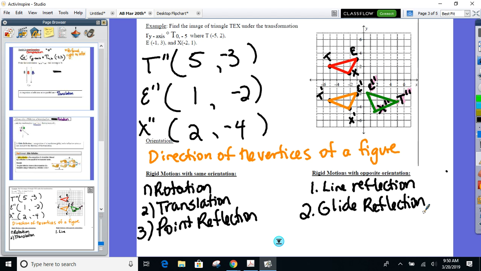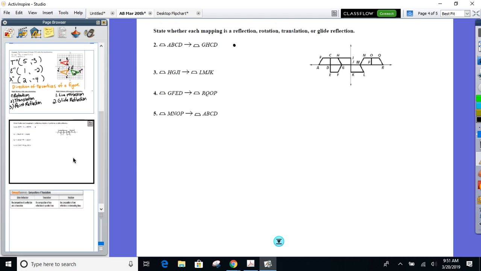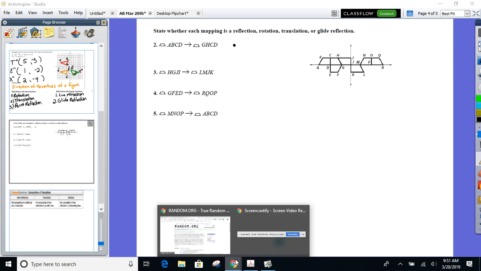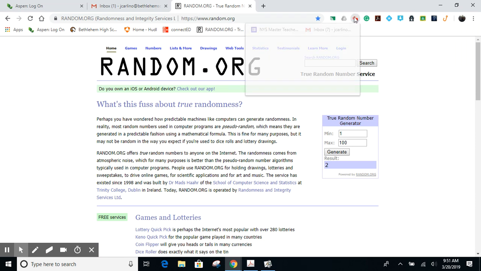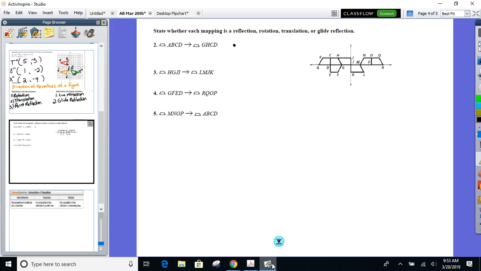All right, and the last part is what you are going to do on your own or in your group for about 2 or 3 minutes, and I'm going to call on people. Am I doing a reflection, rotation, translation, or glide reflection as I go from ABCD to GHCD? You have to figure out which one I'm doing. So you can talk it over in your group. I'll call on 4 people to end this.